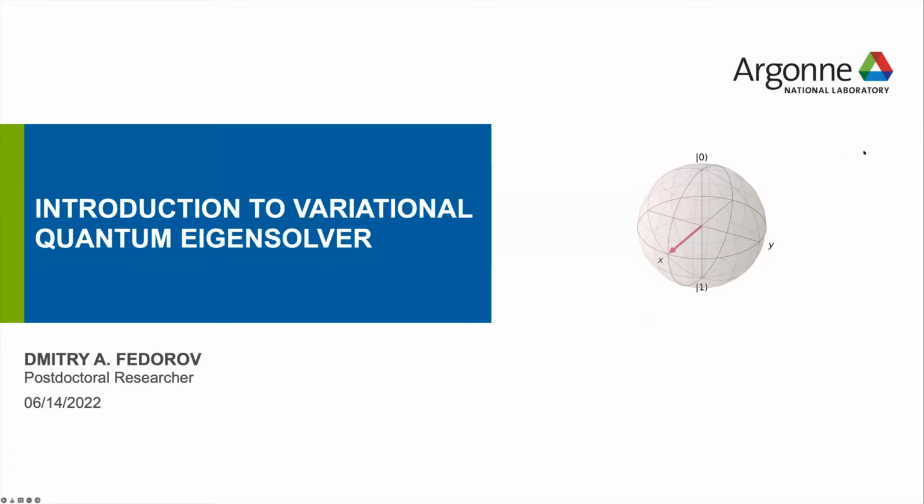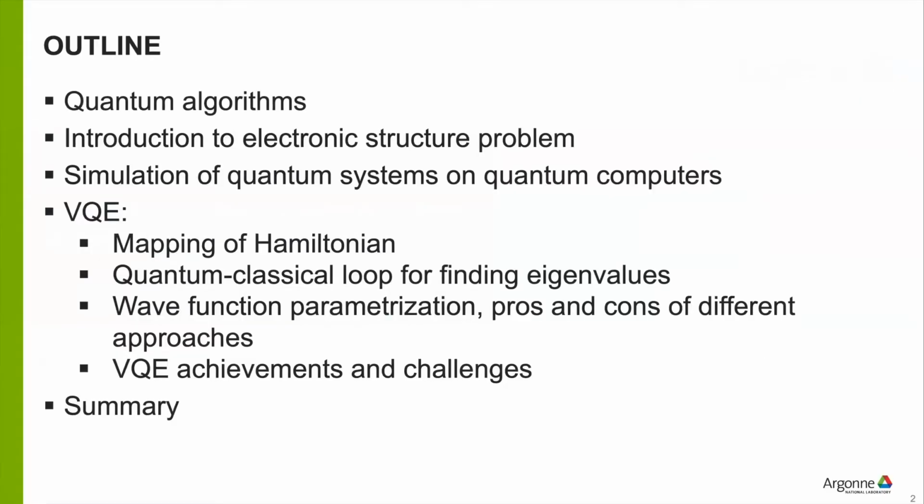All right. So today I'm going to talk about the variational quantum eigensolver and how we use it to solve quantum chemistry problems. First of all, a quick outline of my talk. I'll give you a brief introduction on quantum algorithms in general and how they're different from classical algorithms. Then I will talk about the electronic structure problem, where it comes from and how it's solved on classical computers. And then I'll talk about simulation of quantum systems on quantum computers.